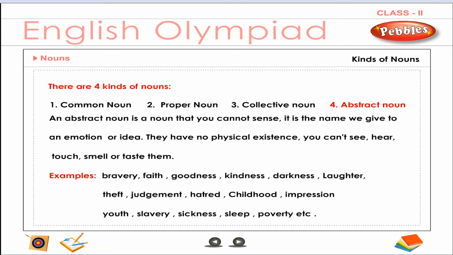An abstract noun is a noun that you cannot sense. It is the name we give to an emotion or idea. They have no physical existence. You can't see, hear, touch, smell, or taste them. Examples: bravery, faith, goodness, kindness, darkness, laughter, theft, judgment, hatred, childhood, impression, youth, slavery, sickness, sleep, poverty, etc.